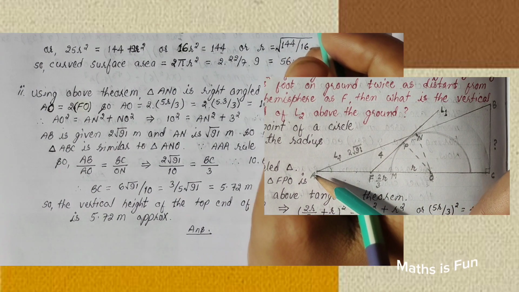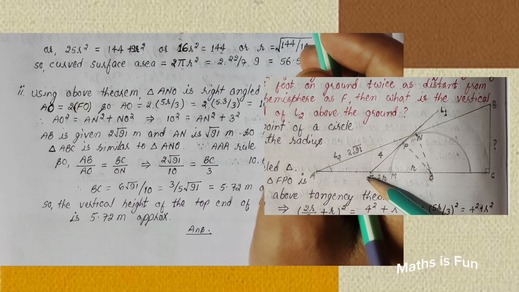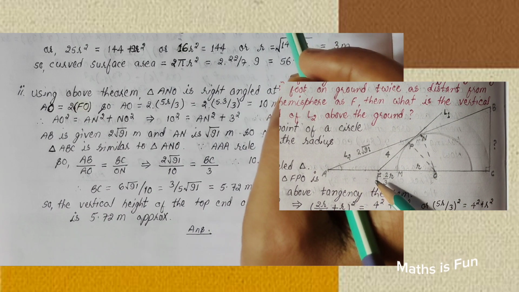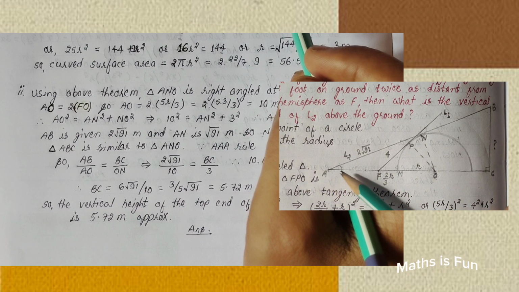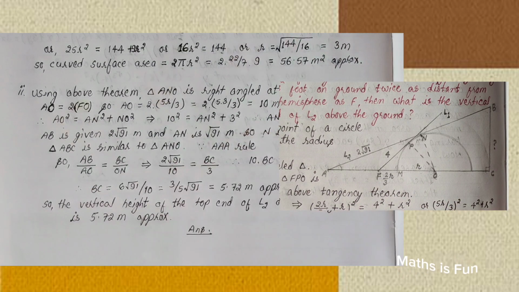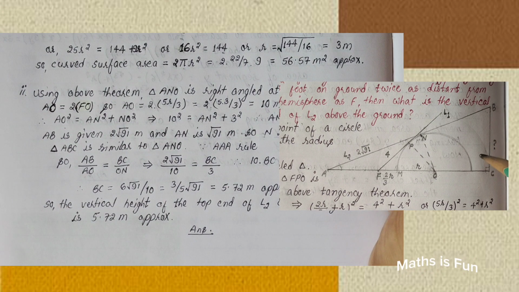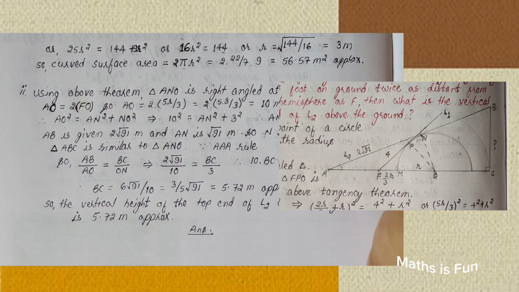Now this ladder is also tangentially leaning towards this hemisphere at the point of contact N, and it is given that the foot of this ladder A is twice as distant from the center of the hemisphere as F. That means if FO is 1, then AO should be 2. Now we need to find out the vertical height of the top end of L2 above the ground. That means we are to find out the length of BC. So that is our vertical height of this ladder L2.